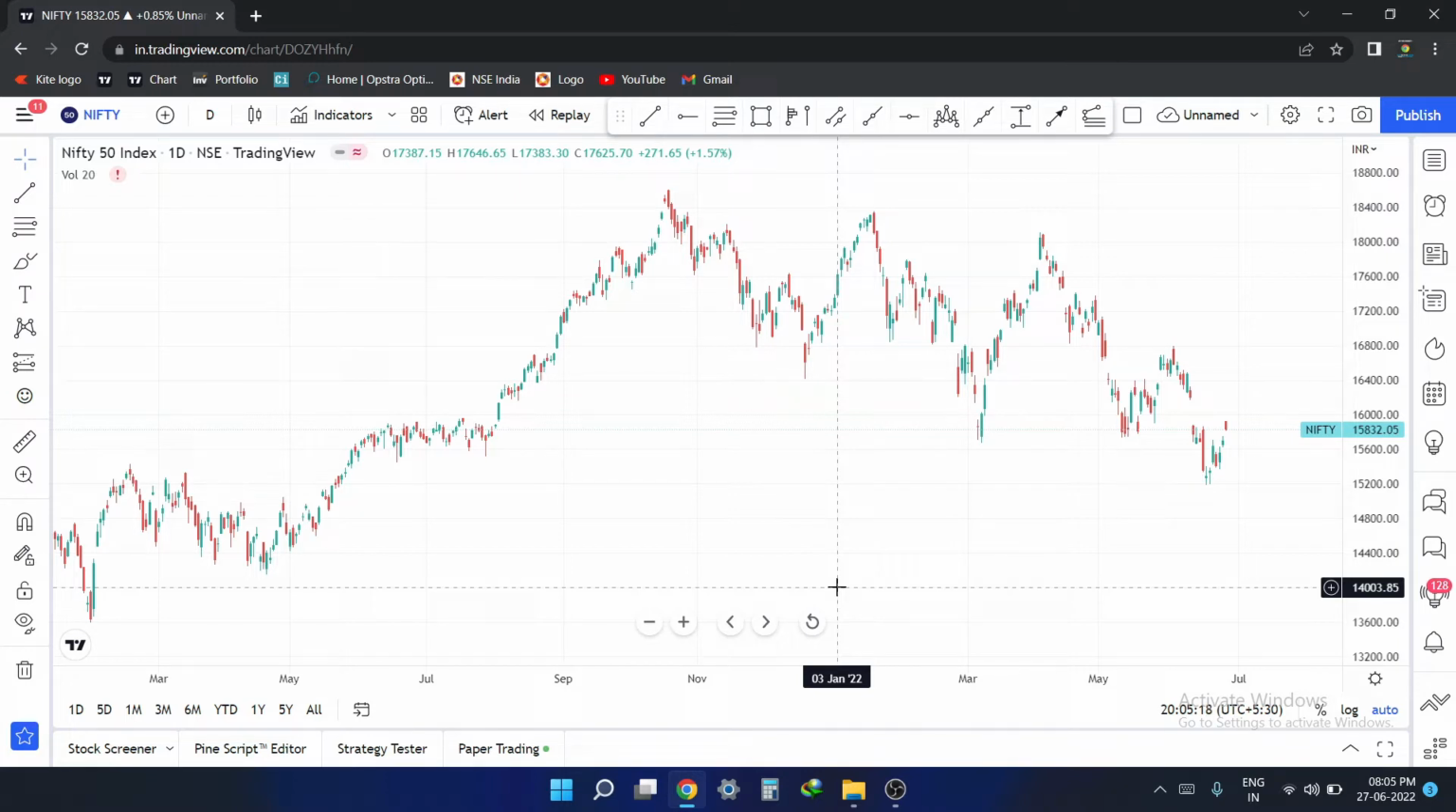There are four parameters to check the validity and strength of the trend lines. So we will discuss these four parameters along with the charts. So first parameter is touch points.